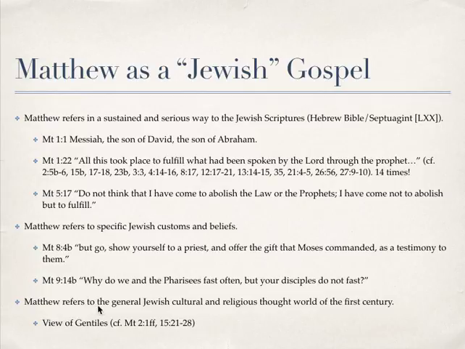And then finally, here Matthew refers to the general Jewish cultural and religious thought world of the first century, specifically related to Gentiles. And this is incredibly important for Matthew. If you read Matthew 2:1 and following, and then specifically chapter 15, 21 through 28, where the Gospel of Matthew says that Jesus is speaking with a Canaanite woman. Later on, when we get to this section of Matthew, we will spend a lot of time with it because Canaanites hadn't existed for centuries by the time Jesus was on the scene.